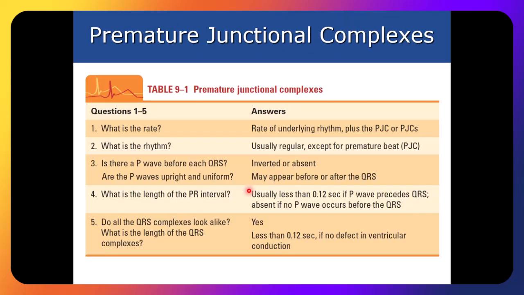So our 5-step that we're going to go through here is number 1, what is the rate? Well, guess what? Our rate is the underlying rhythm plus the PJC or PJCs that you have in that particular 6-second strip.